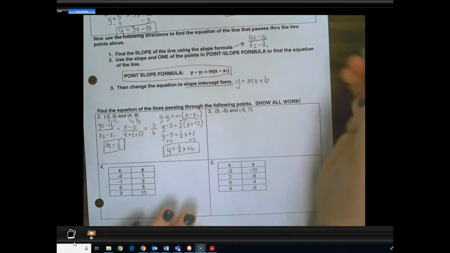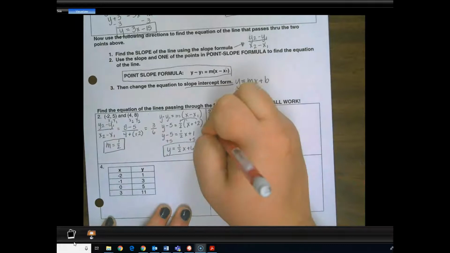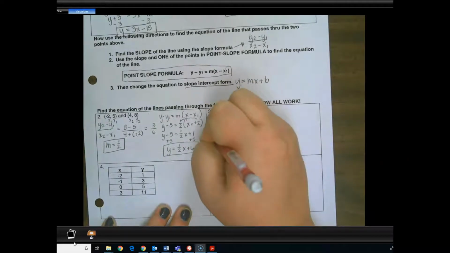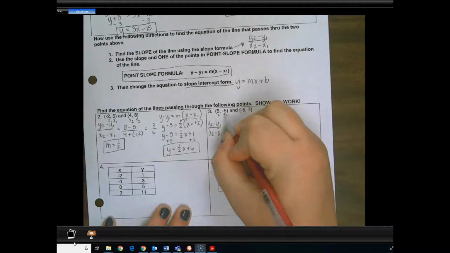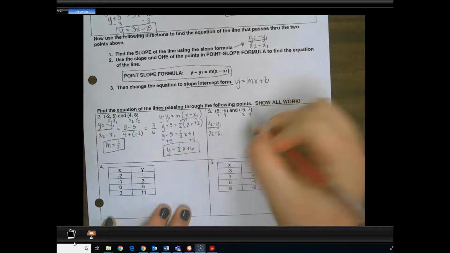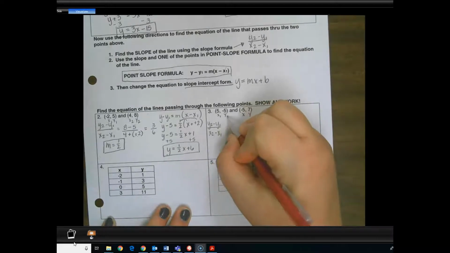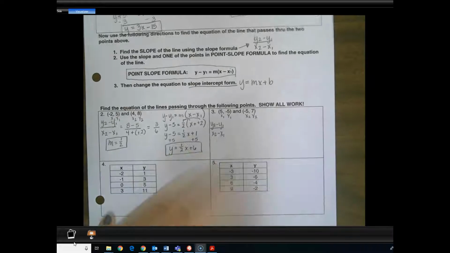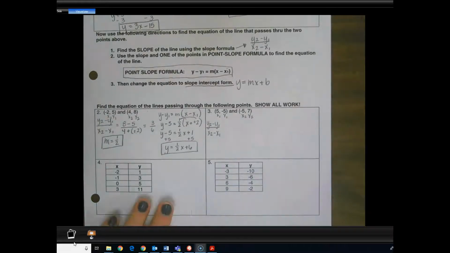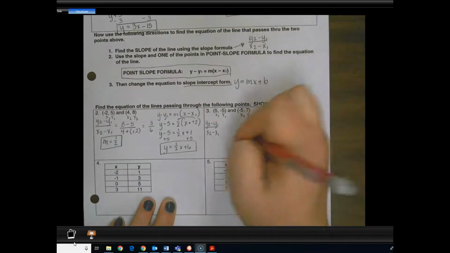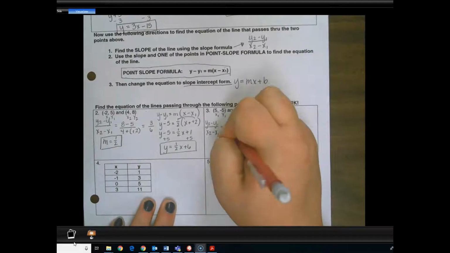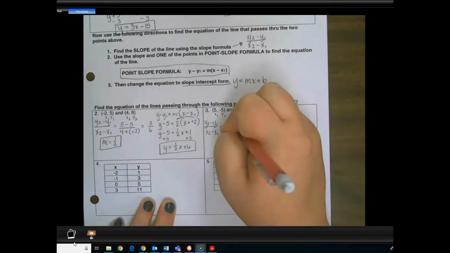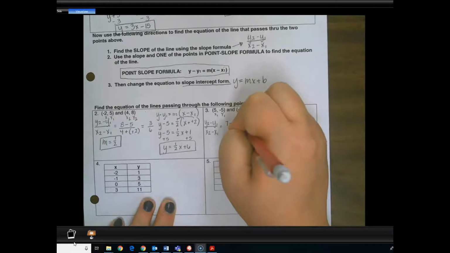All right, my first step is to find the slope. So I'm going to do y2 minus y1 over x2 minus x1. So x, y, x, y. These are my first points. These are my second points. All right. So my y2 is a 7. y1 is negative 5.